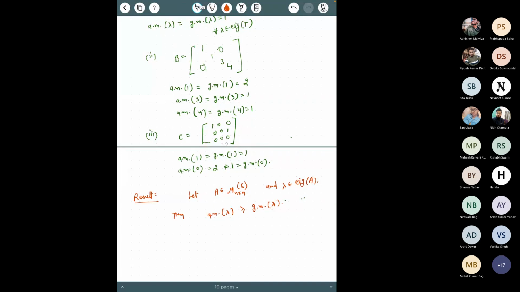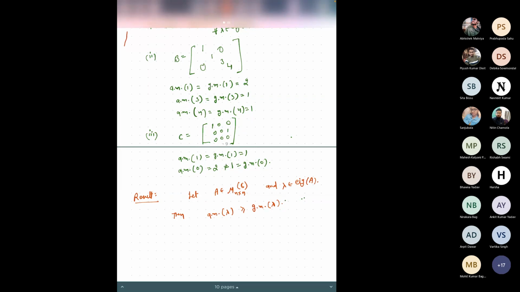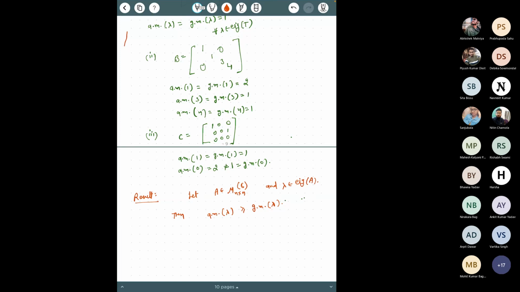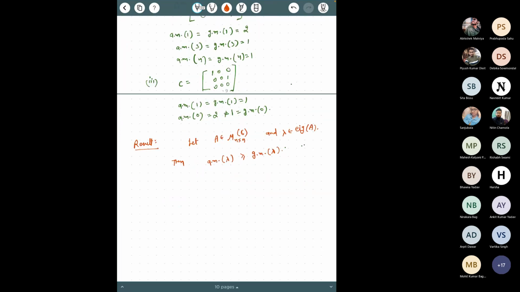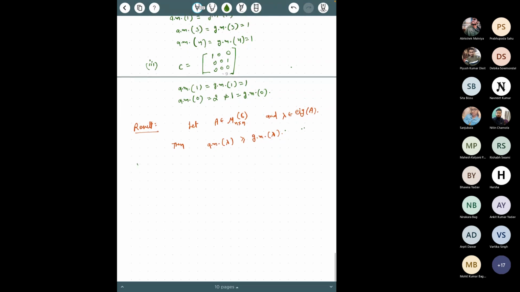The proof you can also find in any standard textbook. Let me try to give you some idea. What we have to prove here, let me see how much I can do in this. The proof is very easy. We have to show that the algebraic multiplicity is always greater than or equal to the geometric multiplicity.